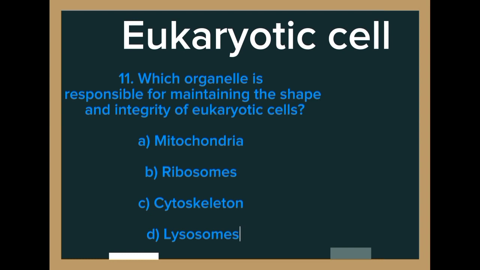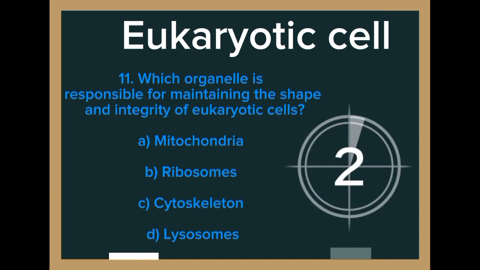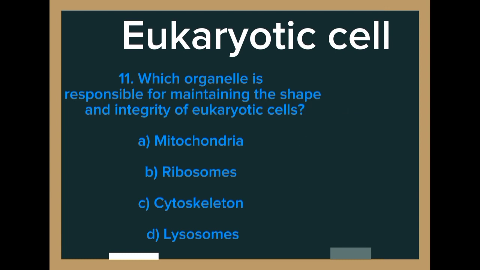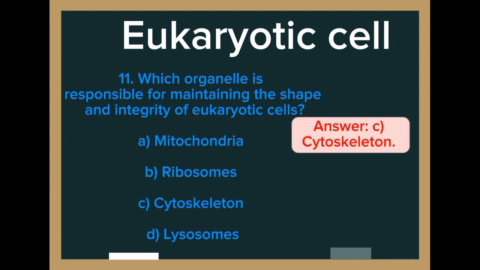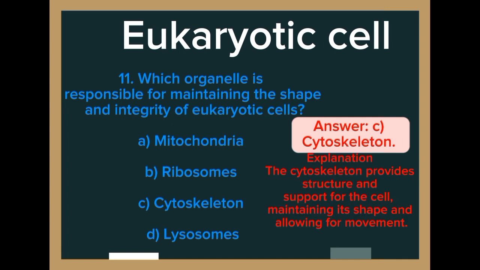11. Which organelle is responsible for maintaining the shape and integrity of eukaryotic cells? A. Mitochondria. B. Ribosomes. C. Cytoskeleton. D. Lysosomes. Answer C. Cytoskeleton. Explanation. The cytoskeleton provides structure and support for the cell, maintaining its shape and allowing for movement.